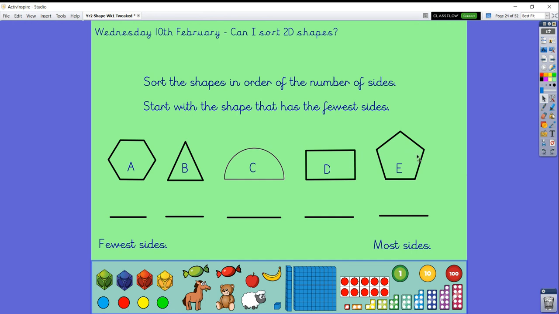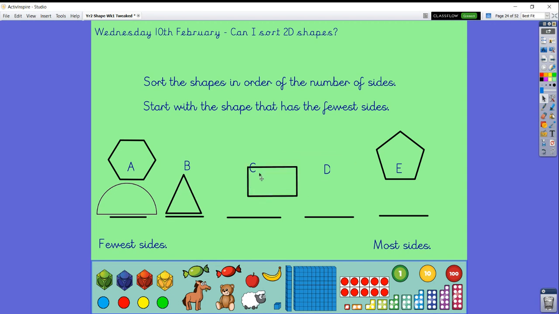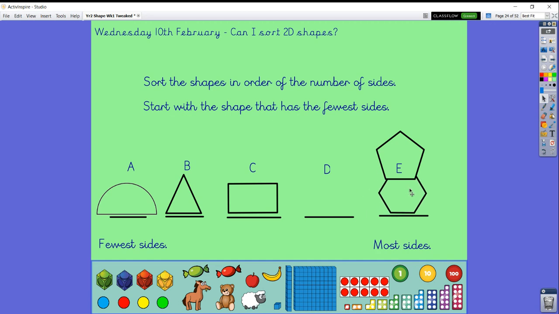So which one has the fewest sides? You spotted it. That's our semicircle with 2 sides, one curved and one straight. We have then got our triangle with 3 sides. Now we've got our rectangle with 4 sides. And remember, rectangles have 2 short sides and 2 long sides. Now, which one's got more sides? Well, this one's got the most, and this one's got the least. And let's remember the name of this one. It is our pentagon, and this one is our hexagon.